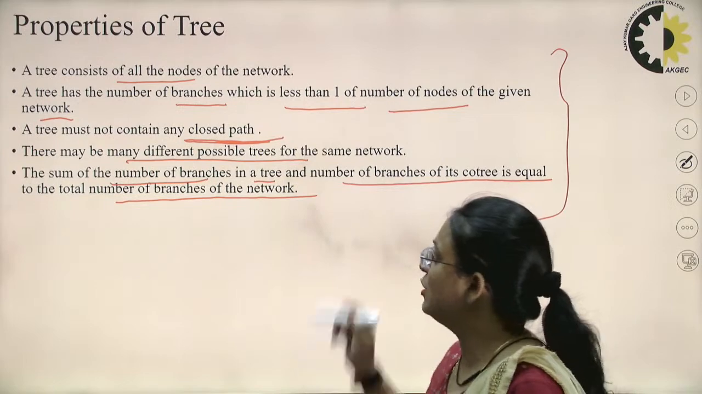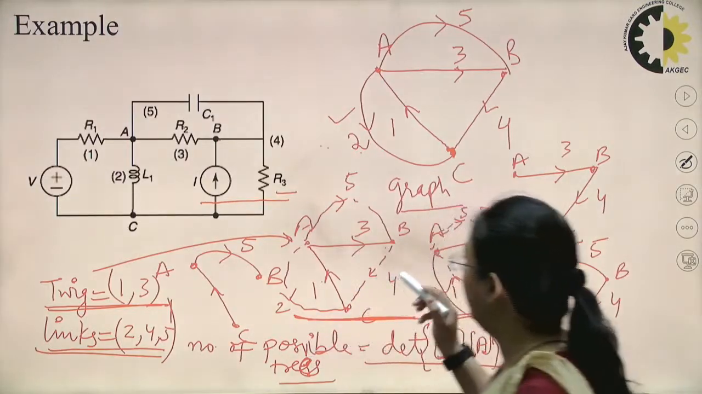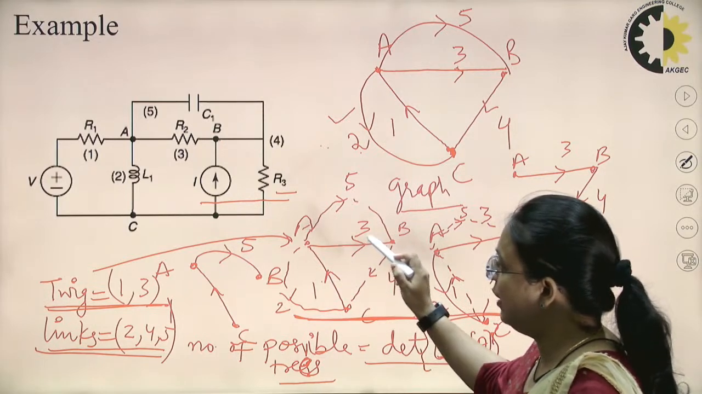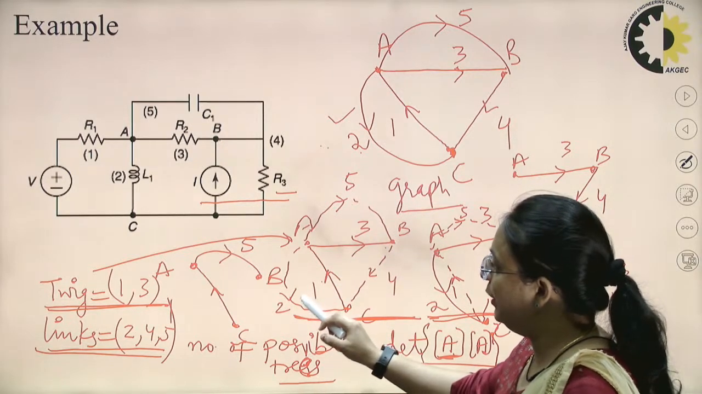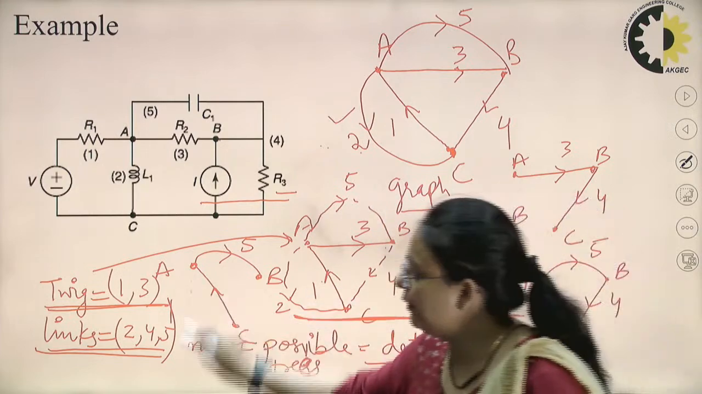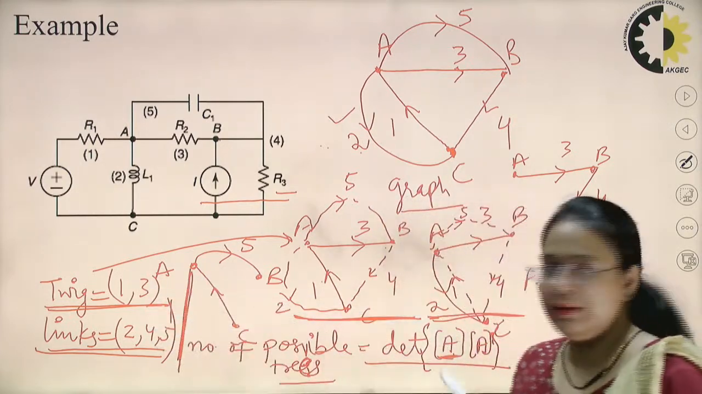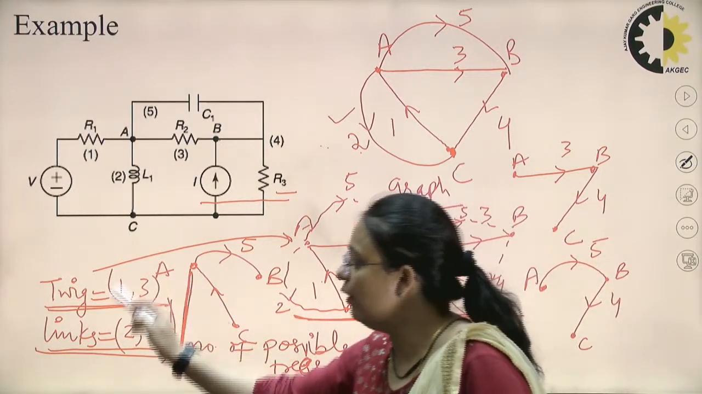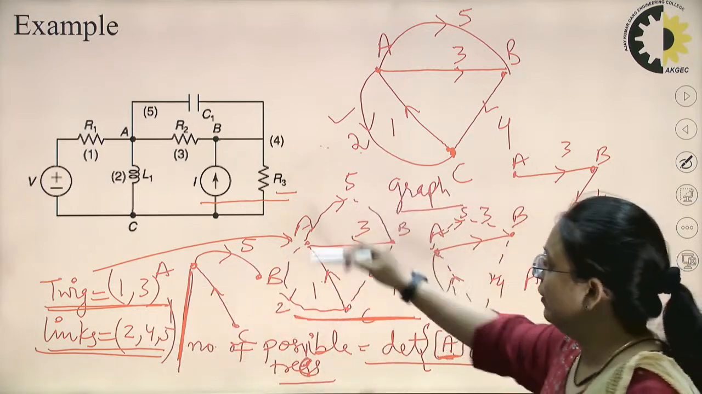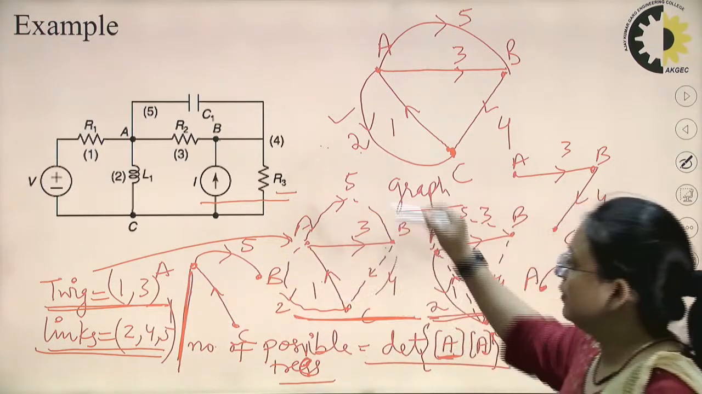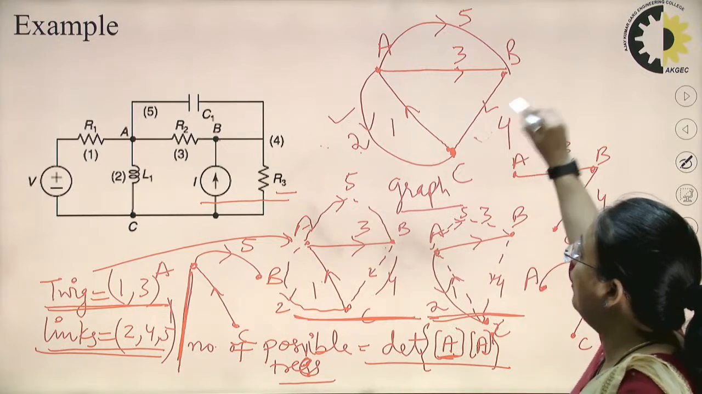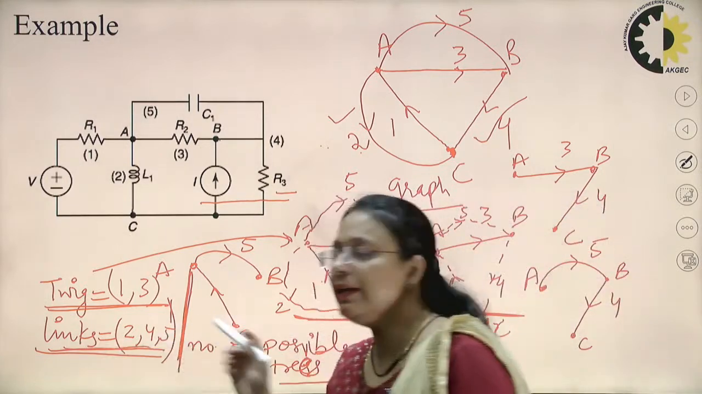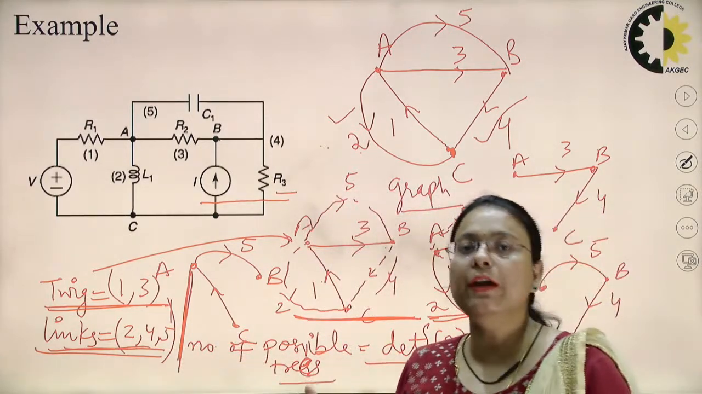Let's verify this last point also. You can see this tree I have taken. Here branch number 1 and 3 are the twigs, and branch number 2, 4 and 5, which I have written here, are the links. So you can see a total of 1, 2, 3, 4, 5, all the 5 branches are included, and the sum of tree and co-tree will form the graph. Co-tree is that subgraph which is not included in the tree.